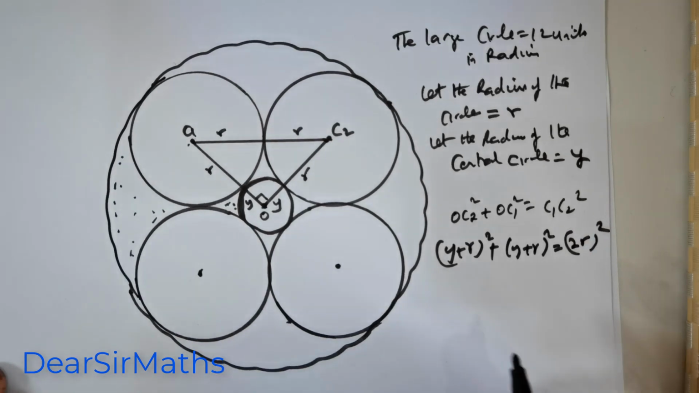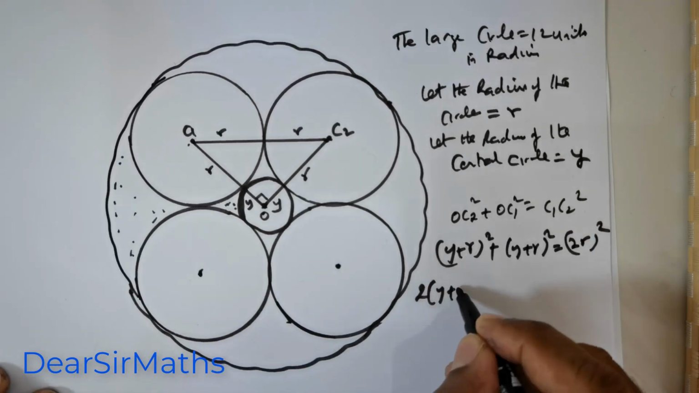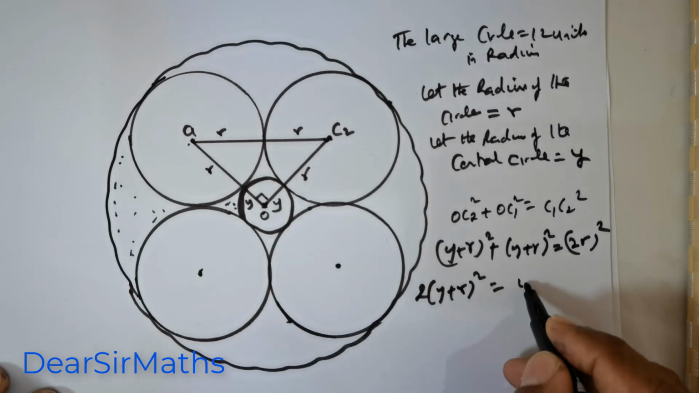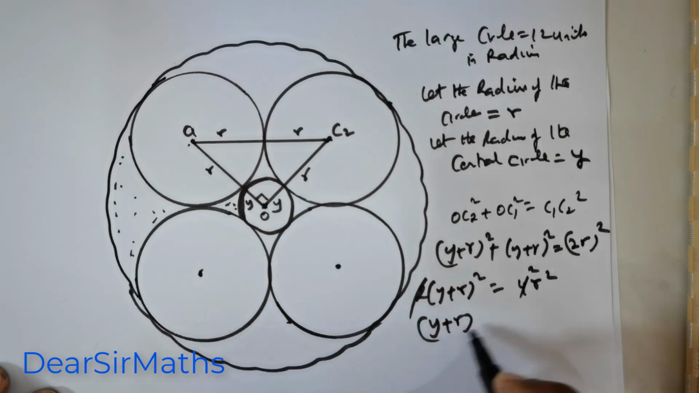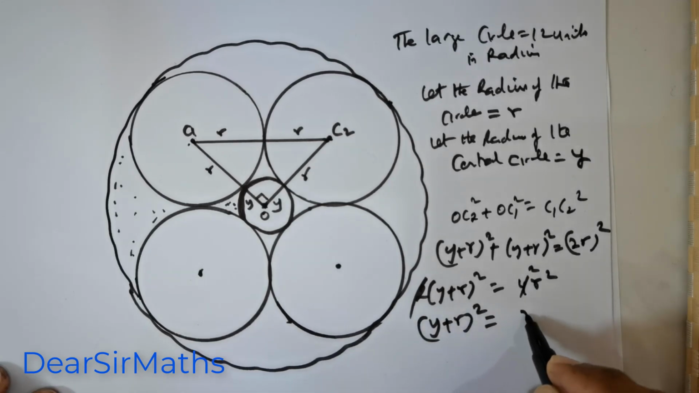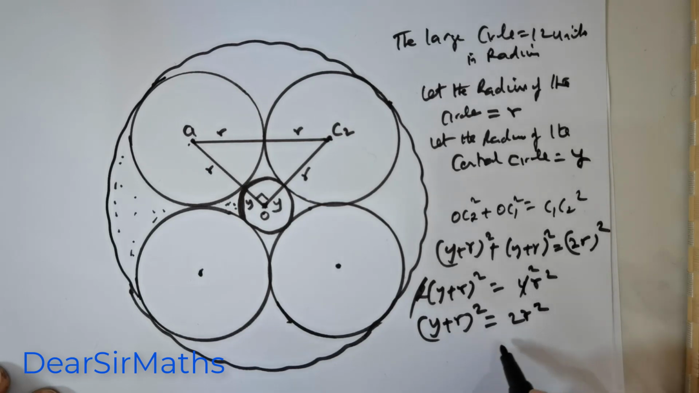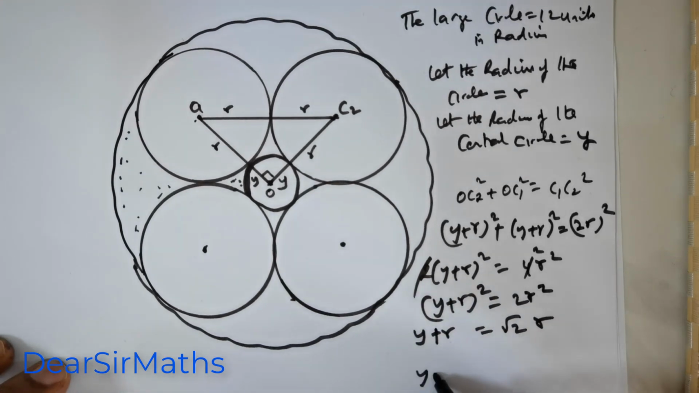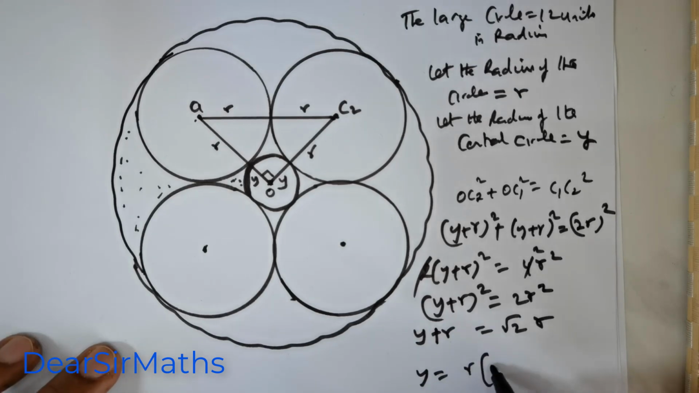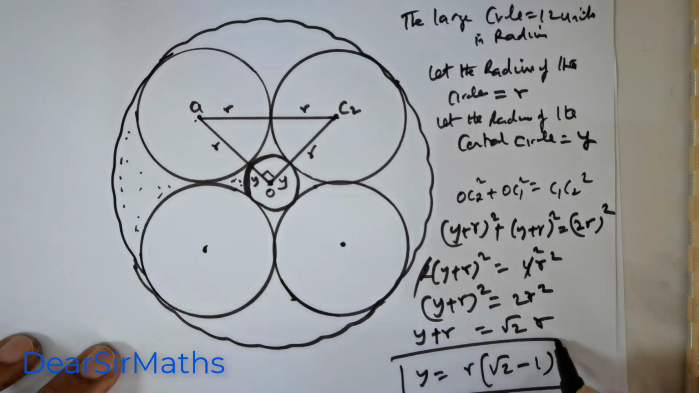Fair enough, right? So this is 2 times (y plus r) raised to the power of 2, this is 4 times r squared. 2 divides 4 twice, so I get (y plus r) raised to the power of 2 is equal to 2r squared. If I want to move the square to the other side, I will get root 2 times r, so y plus r equals root 2 r. This is what I've got. I can rewrite this as y is equal to, taking r out, r times (root 2 minus 1). So this is a beautiful equation that we have got. Let me name it as 2.